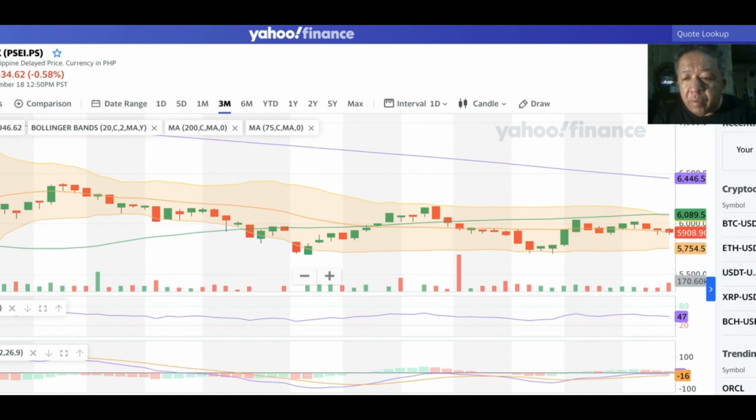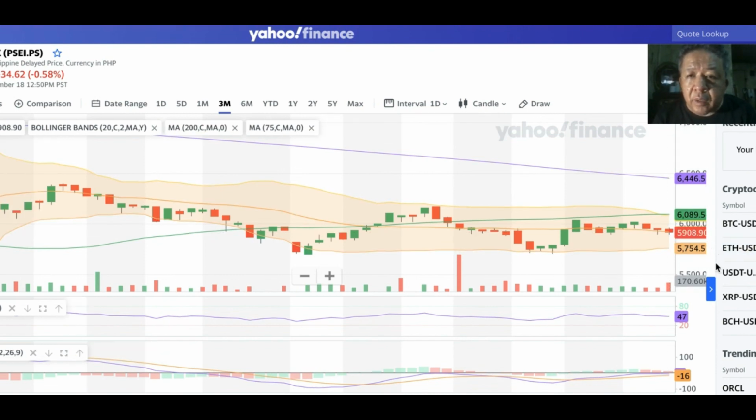But all of this depends upon the news surrounding corporate Philippines. For example, the third quarter results. I think people are going to wait for that. But the third quarter results will come sometime in October. So I think this ranging position of the market will still go on for a couple of weeks more.